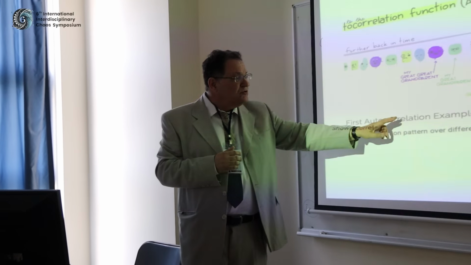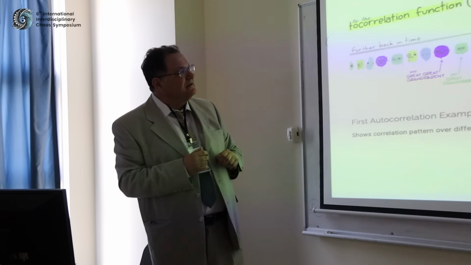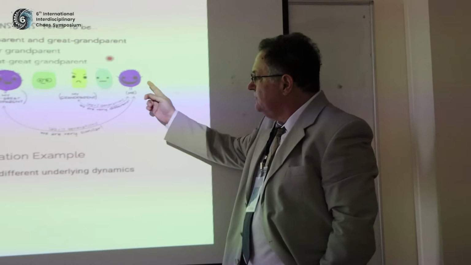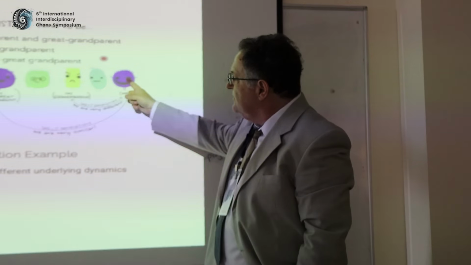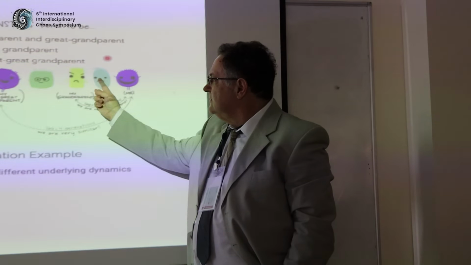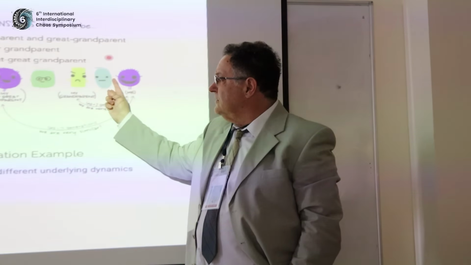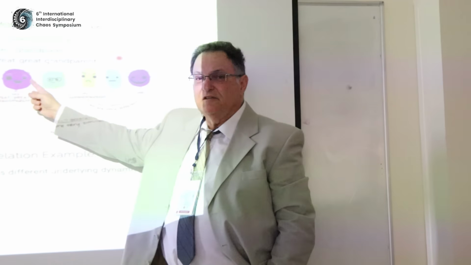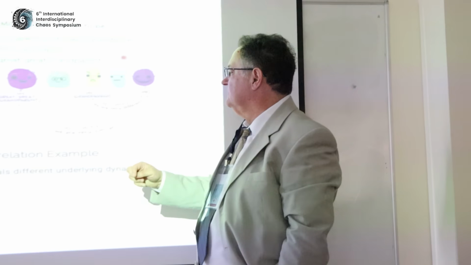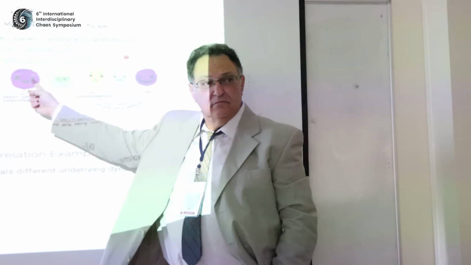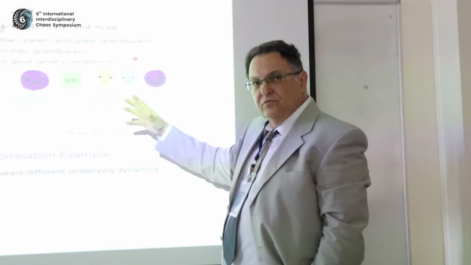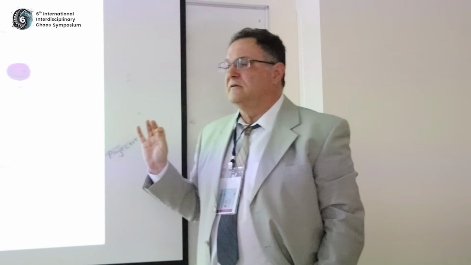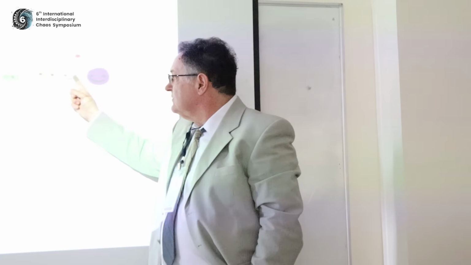The first autocorrelation example shows correlation over different time lags. Well, this is not similar with this. The time delay is 1. The time delay is 2. The time delay is 4. So, this is very similar to his great-great-grandparent. We are very similar. So, which is the delay time that gives the best relation between the monsters? The 4. 1, 2, 3, 4.